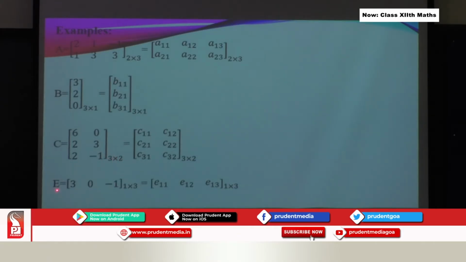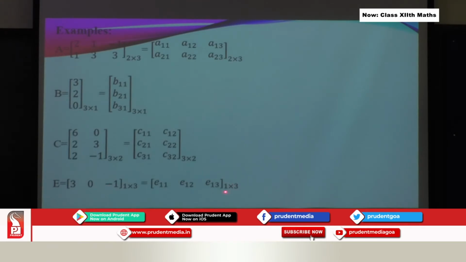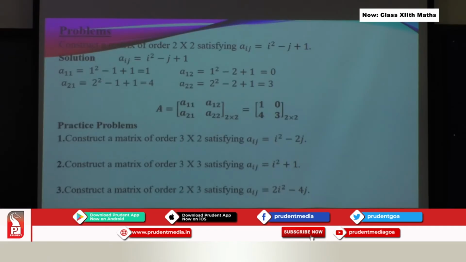Now here look at the fourth matrix. Now you can see here only one row, but how many columns do you have? 1, 2, 3. So what is the order of this matrix? It is 1 cross 3. So over here you can see E11 is the first entry, E21 is the second entry, that's 0, E13 that is the third entry, that is -1, and the order of this matrix is 1 cross 3. Now let us look at the problems.